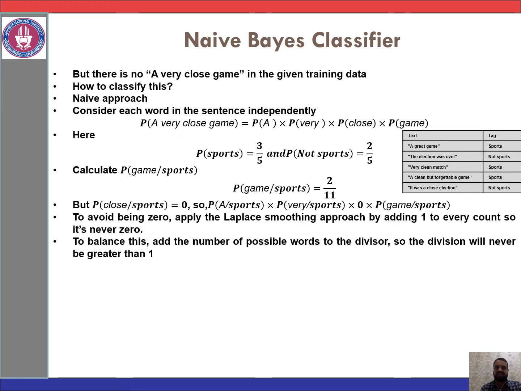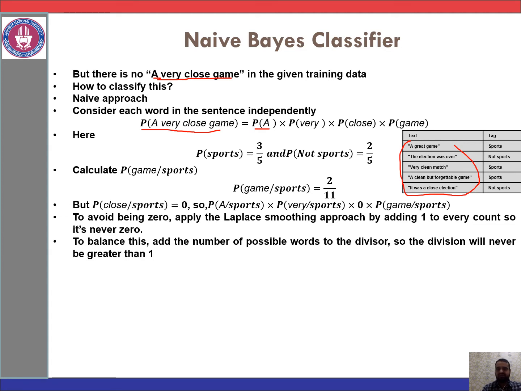But here we can see that the sentence "a very close game" is not included in our training data set here. So these are the examples of our training data set. Now how can we classify this new sentence? A naive Bayes approach provides the solution to this. So consider each and every word in this sentence to be independent of each other, then the probability of this whole sentence is equal to the multiplication of their individual word probabilities, which is given by this equation.